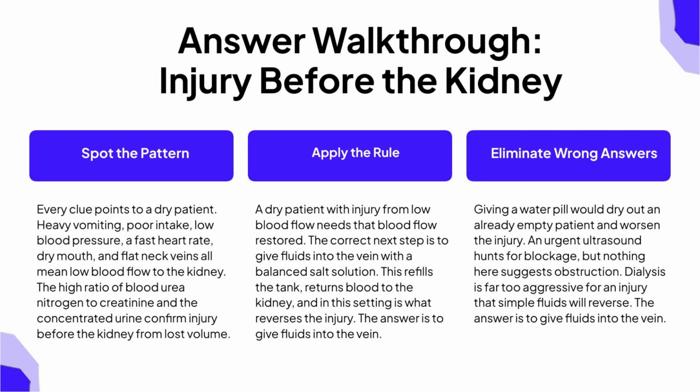Third, eliminate the wrong answers. Giving a water pill would dry out a patient who is already empty and make the injury worse. Ordering an urgent ultrasound hunts for a blockage, but nothing in this story suggests the urine cannot drain. Starting dialysis is far too aggressive for an injury that simple fluids will fix. The correct answer is to give fluids into the vein. Notice how classifying the injury first led you straight to the treatment.